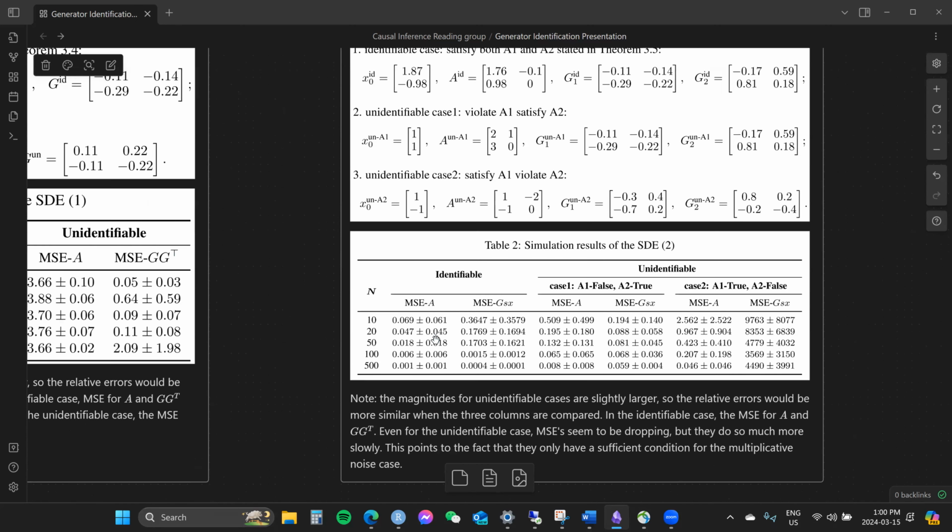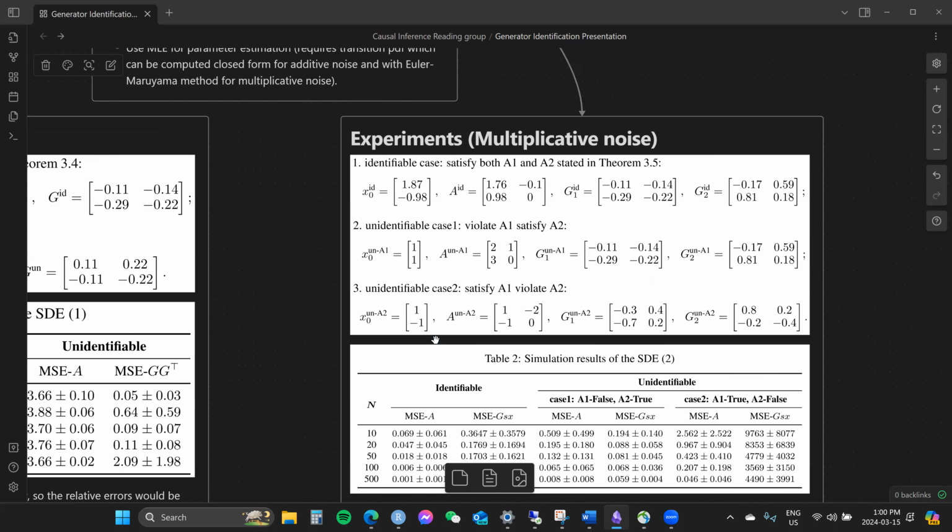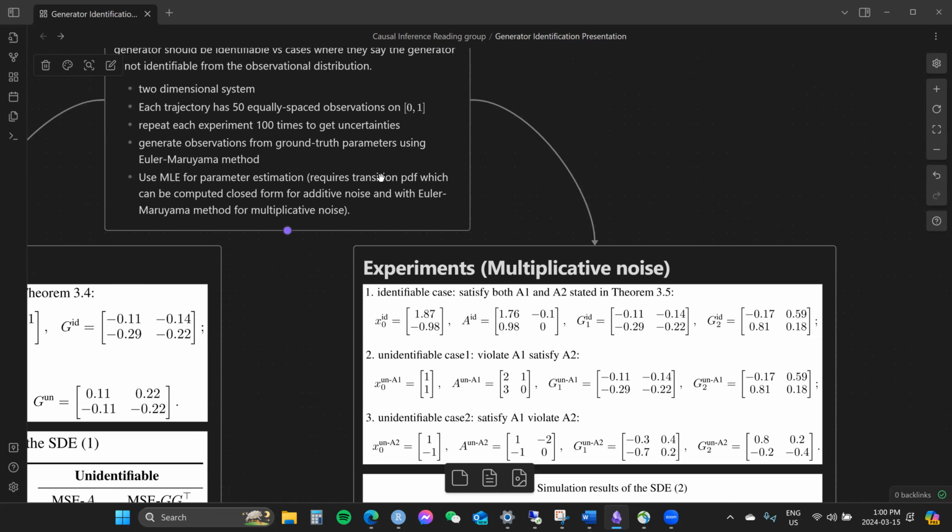Wait, that Euler scheme is for simulation. Yes, but to get the parameter estimation, they say they need the transition PDF, and apparently you get that from the Euler method as well. That's what they said. The transition between the values of X over time, yeah. That's the thing that we get from optimal transport. I don't think so, but we should make sure of that.